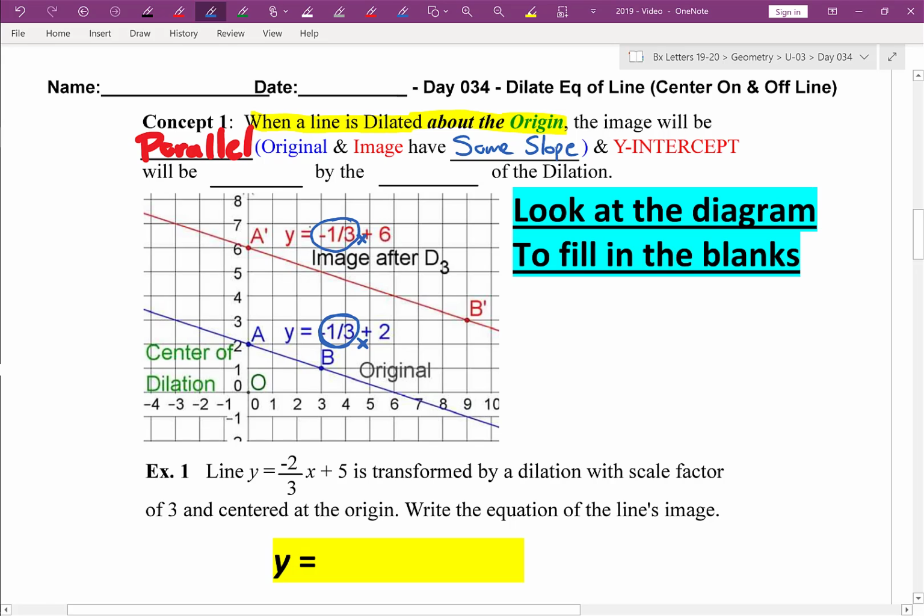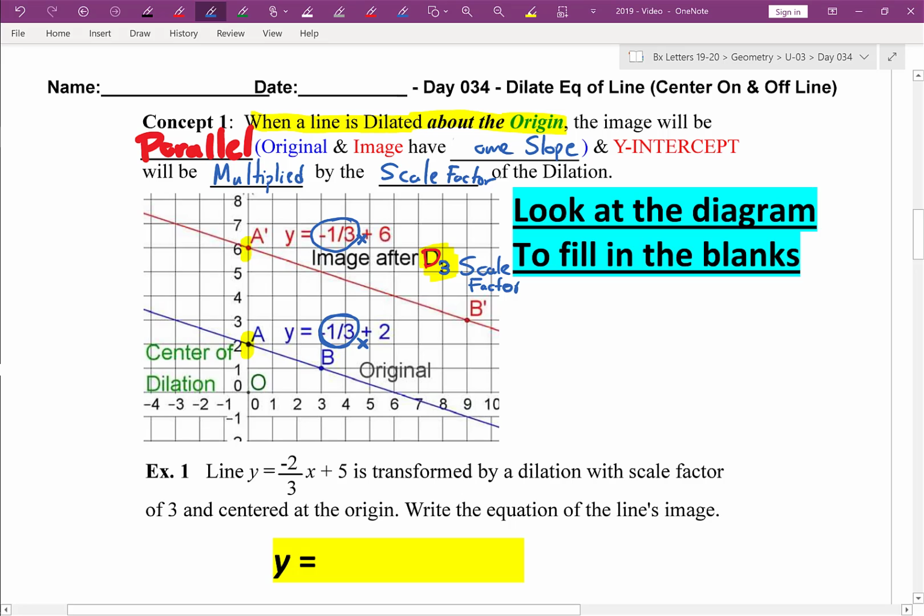But the y-intercepts change. The y-intercept went from 2 to positive 6, and that's because we dilated with a scale factor of 3. The capital D is dilation, and then the 3 subscript tells you the scale factor. So the y-intercept will be multiplied by the scale factor.